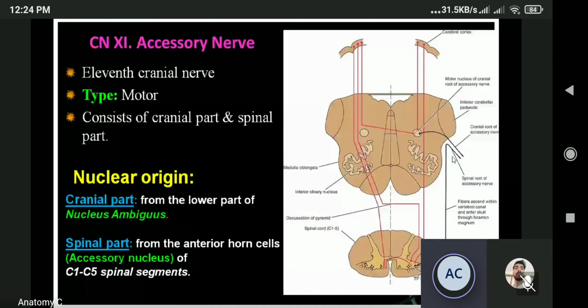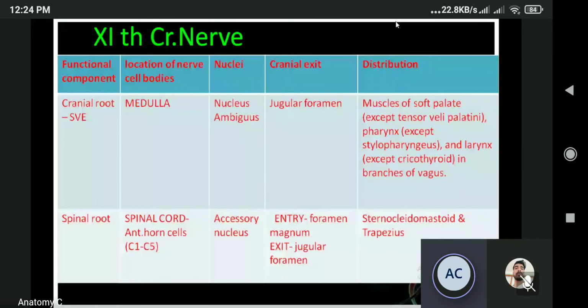The next, this is the cranial part, this is the spinal part, this is the special visceral efferent nucleus ambiguus. The spinal part is present in the anterior horn of the spinal cord of the C1 to C5 segment. Then it will come out through the jugular foramen, and the cranial part will supply the muscles of the palate, pharynx and larynx through vagus. Now next, the spinal part will innervate two muscles, sternocleidomastoid and trapezius.